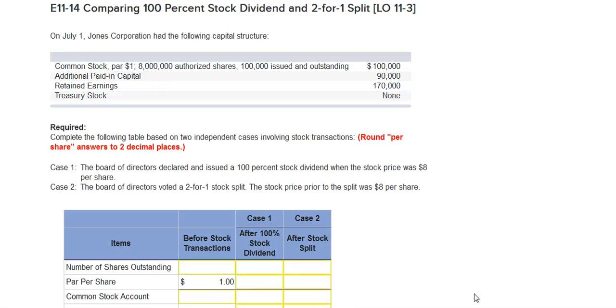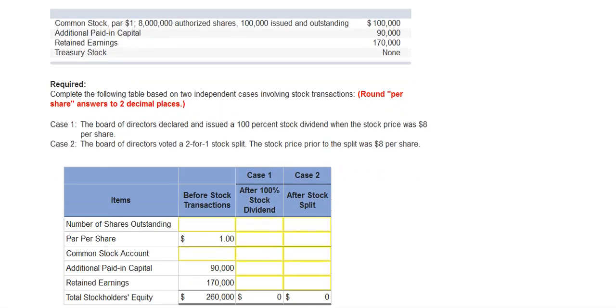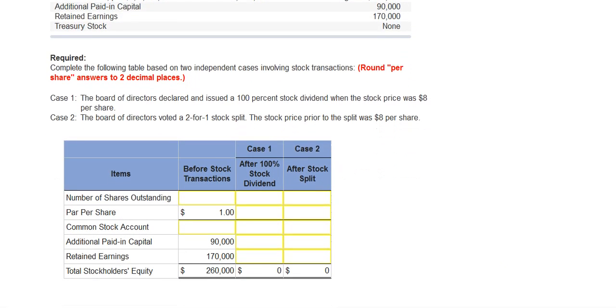We've got common stock, par value of $1, 8 million authorized shares, 100,000 issued and outstanding shares. So there's no treasury stock. There's additional paid-in capital of $90,000, retained earnings of $170,000. They ask us in case 1 to show how a 100% stock dividend affects the stockholders' equity section of the balance sheet.